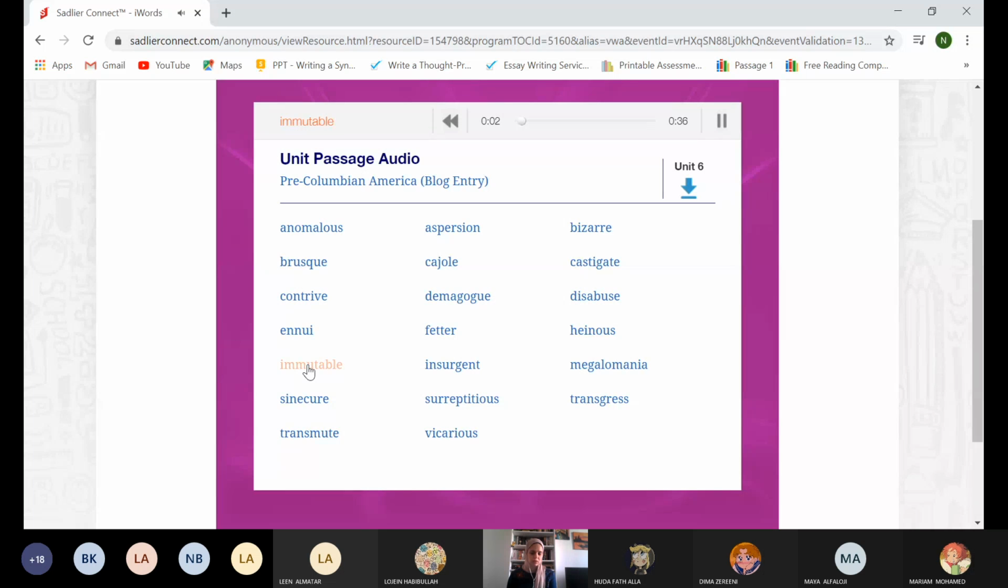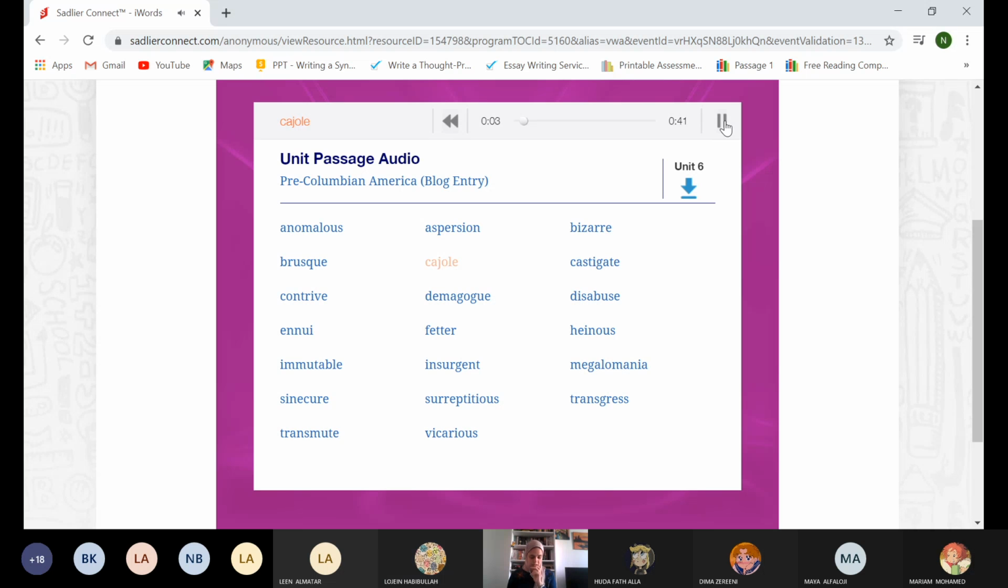Immutable. We just said immutable: cannot be changed. Sinecure. Pushing the weak away was a sinecure. Easy job. Transmute. When they transmuted the lands into fertile land, changed, change or transform. Aspersion. Cast aspersion on the native population. Damage.